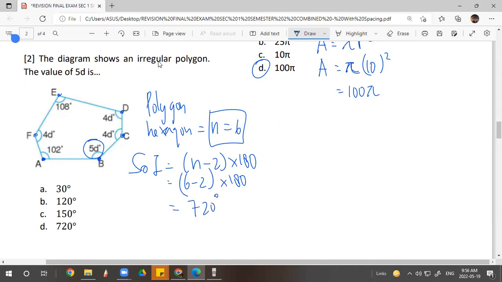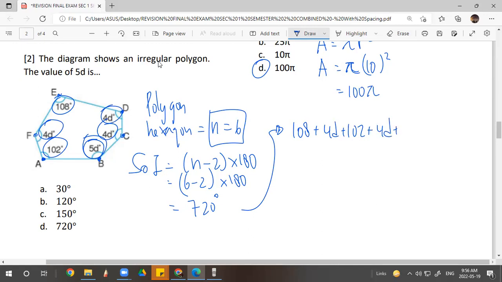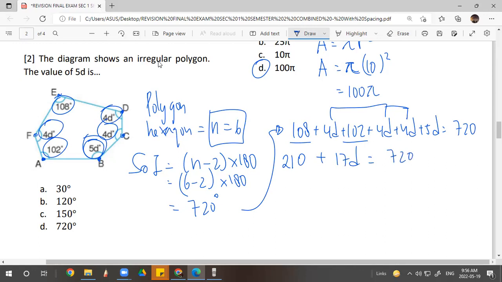And then you put everything here. Everything added up must equal 720. So 108 plus 4D plus 102 plus 4D plus 4D plus 5D equals 720. Add up all the numbers: 210 plus 4D plus 4D plus 4D is 12, plus 5, 17D equals 720. So 17D can be obtained easily by 720 subtracting 210, which is 510. So D will equal 30, right?